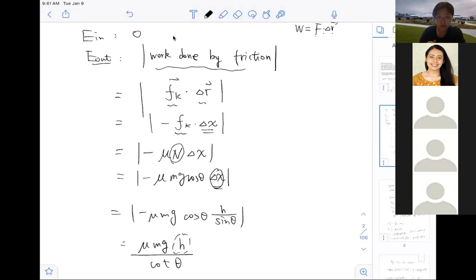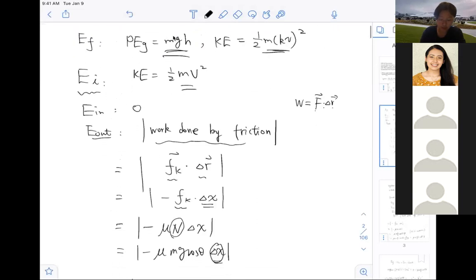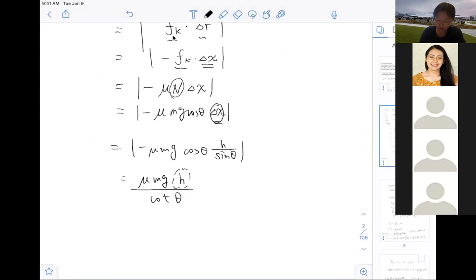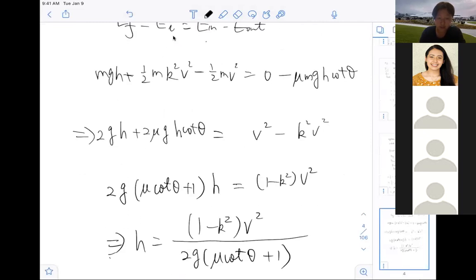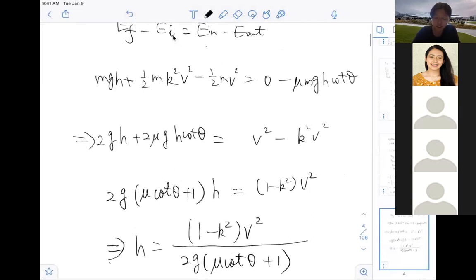So the rest of that is math. Now plug everything into the equation. I have written this out already: E final minus E initial equals E in minus E out. Plug in these energy terms that you just calculated and you will be able to get the final result. I'm not going through the algebra steps, but this is something you could try to work out by yourself. So this is an example of how to handle friction: simply consider the work done by friction as the energy output. All right, any questions about this problem, about this homework problem?